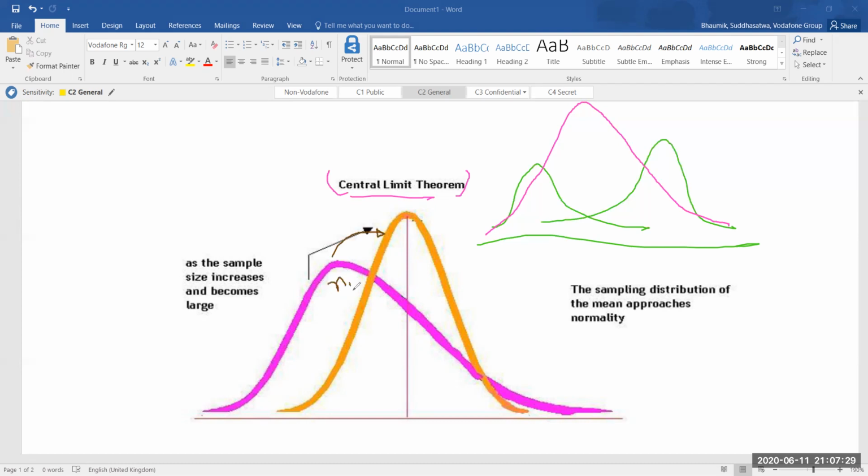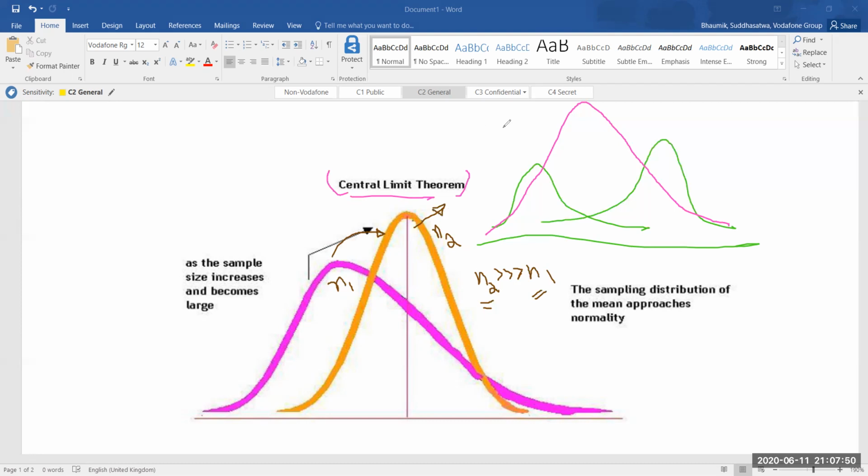Let's say the sample size in this case was n1 and the sample size in this case is n2, and n2 is very, very high as compared to n1. So the more I increase the value of the sample and it gets closer to n2 as opposed to n1, the structure is going to be a normally distributed sampling distribution.